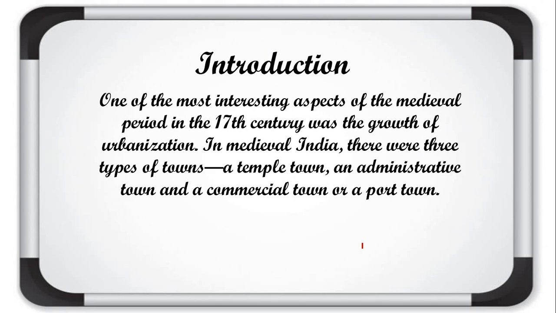So, on the basis of the main activity held in a particular city or town, this classification was done. How many types of towns were there? Mainly 3: temple towns, administrative towns and commercial towns. Temple towns were the main centers of religious activities, administrative towns were related to the administration of the ruler, and in commercial towns the mainly trading activities were held. Now we will study all these types of towns one by one. Our first is administrative centers.